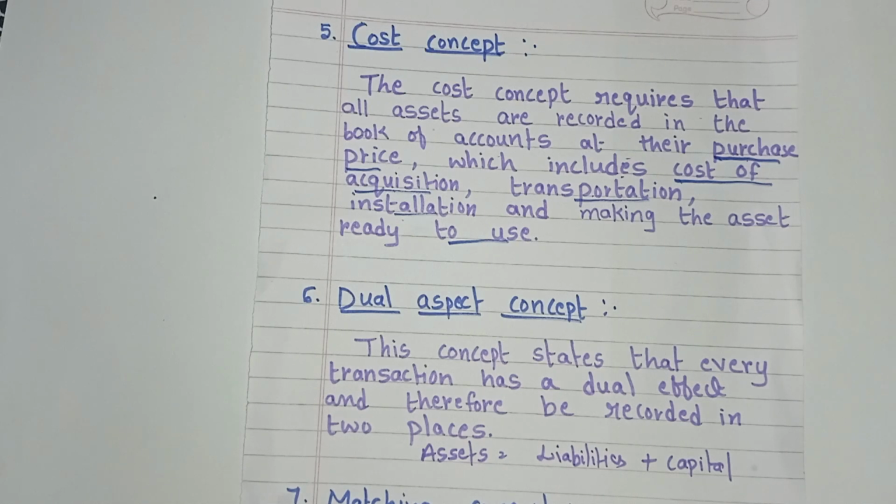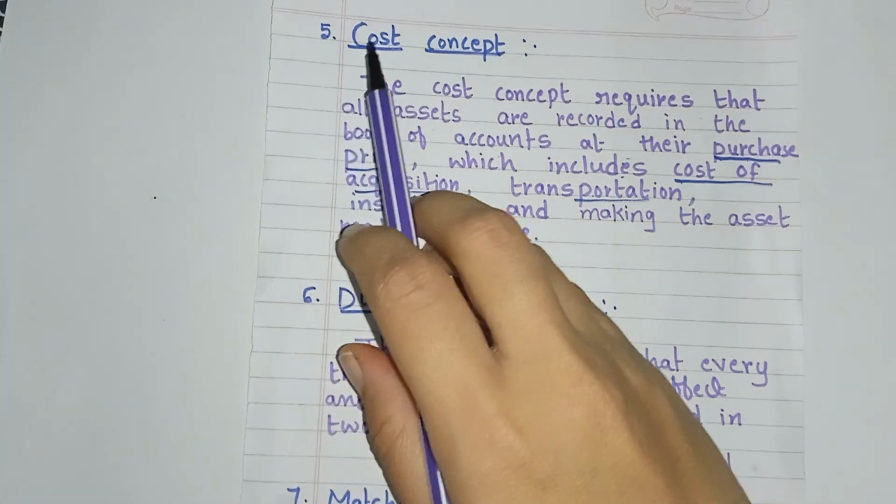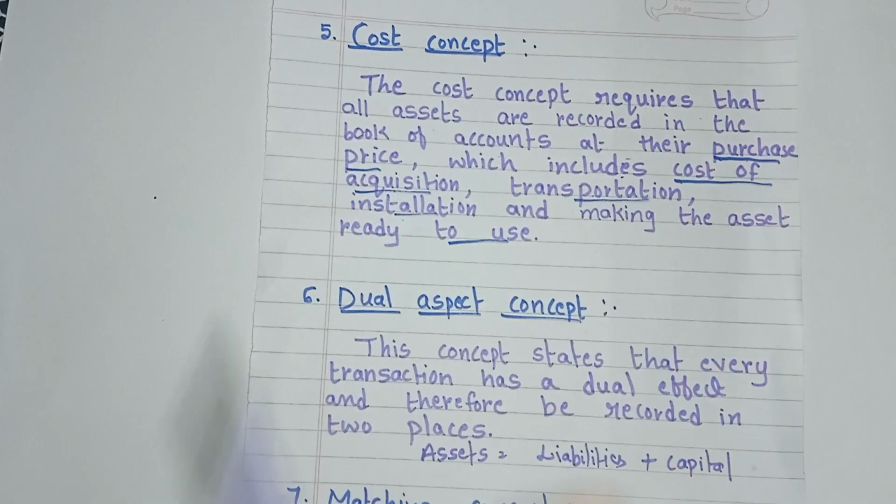Hello everyone. In this class, I am going to continue the topic of basic accounting concepts. In part 1, we discussed four basic accounting concepts. They are business entity concept, money measurement concept, going concern concept, and accounting period concept. So now we will move to the fifth one, that is cost concept.